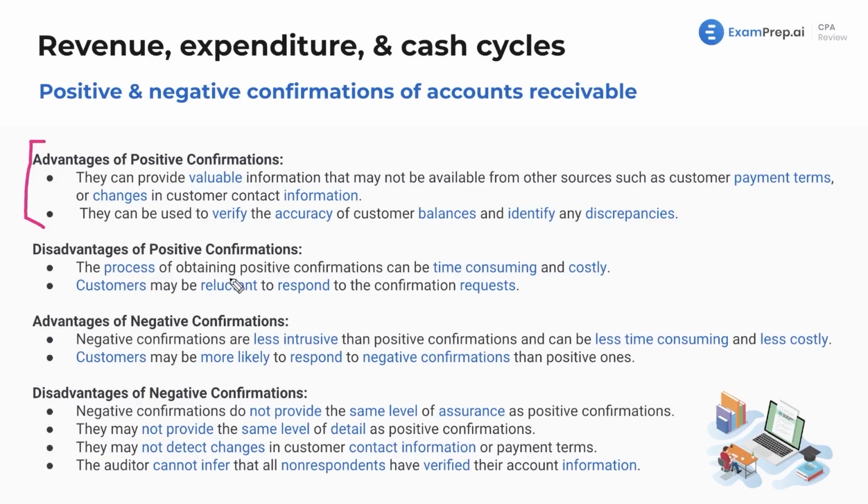The process of obtaining positive confirmations can be time consuming and costly, as we mentioned. Lastly, customers may be reluctant to respond to these confirmation requests because it takes time out of their day. And just think about it. You're working as an accountant, you're overworked, you're working for Walmart, and then ABC company reaches out to you and says, "Oh, I want you to respond to this form." You're like, "I got a million things to do. The last thing I want to do is respond to an audit client of someone else. That just has no impact or bearing on me. So I'm going to ignore this."